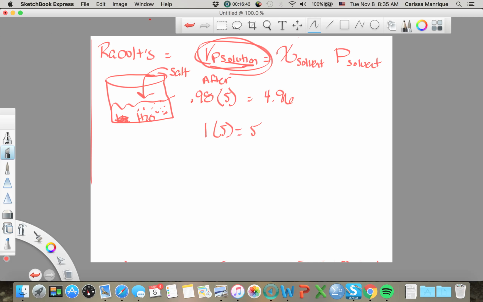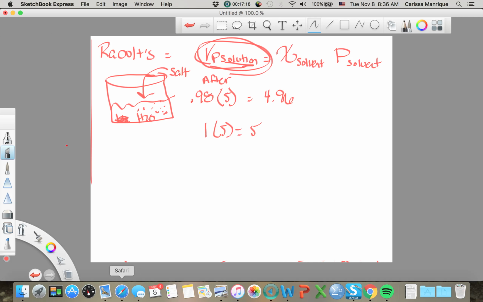Vapor pressure is an indicator of how easily something can boil. You're looking at boiling point and intermolecular forces and everything. So the lower the vapor pressure, the harder it is to boil it. So we're looking at changing the vapor pressure.